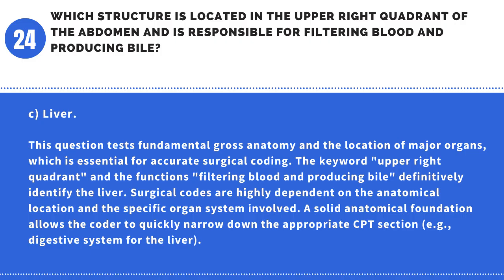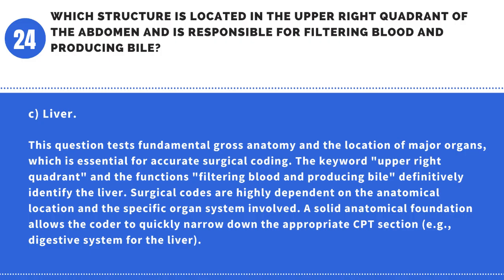This question tests fundamental gross anatomy and the location of major organs, which is essential for accurate surgical coding. The keyword upper right quadrant and the functions filtering blood and producing bile definitively identify the liver. Surgical codes are highly dependent on the anatomical location and the specific organ system involved. A solid anatomical foundation allows the coder to quickly narrow down the appropriate CPT section, e.g., digestive system for the liver.